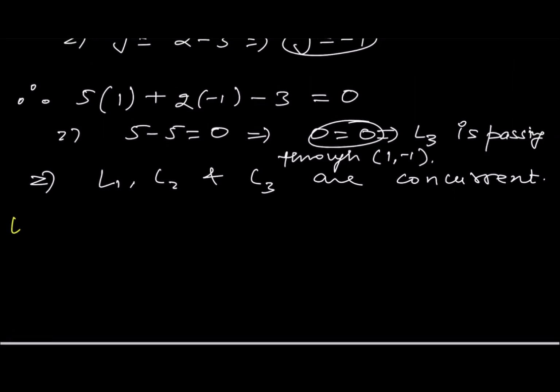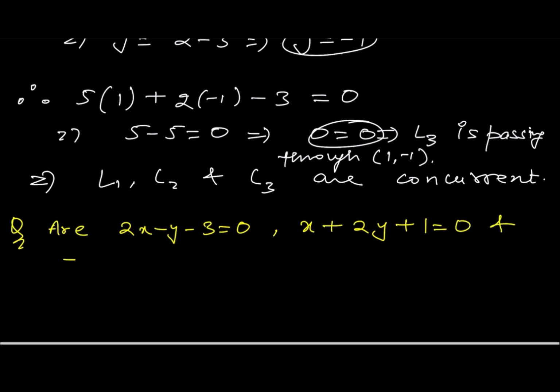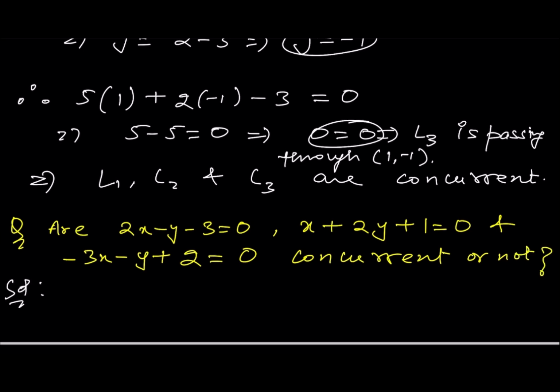Now let us take one more question. Are 2x minus y minus 3 is equal to 0, x plus 2y plus 1 is equal to 0 and minus 3x minus y plus 2 is equal to 0 concurrent or not? This is P, this is Q, and this is R.